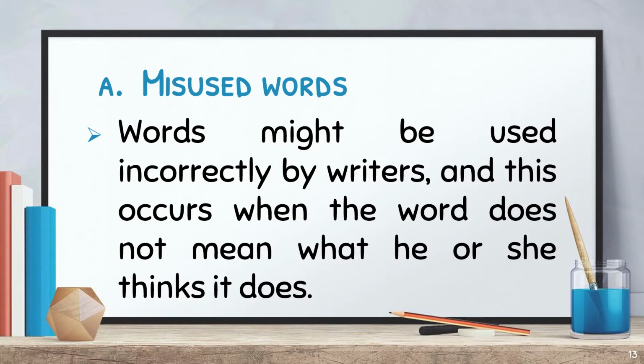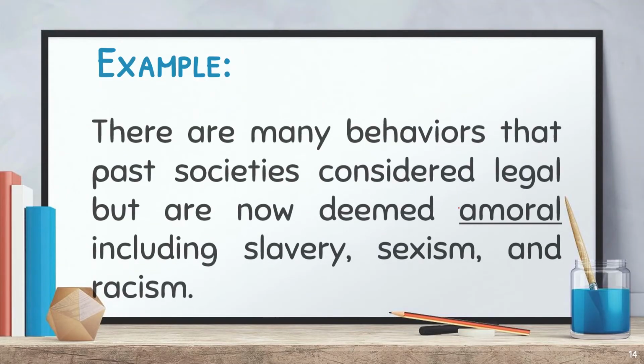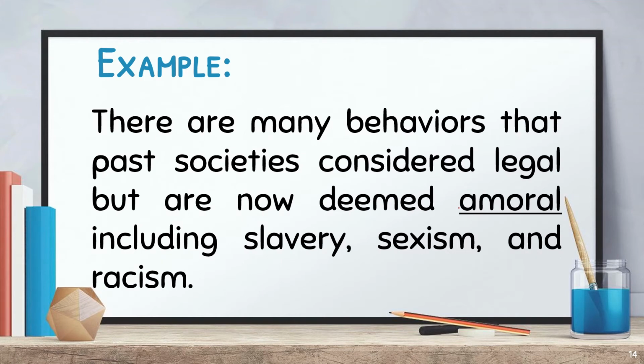Let's have this example. There are many behaviors that past societies considered legal but are now deemed immoral, including slavery, sexism, and racism. The writer confused the word amoral with immoral. The former means neither moral nor immoral, or without moral qualities, while the latter means not moral. Sometimes it is easy to guess the correct meaning of a word just by looking at how it is spelled.